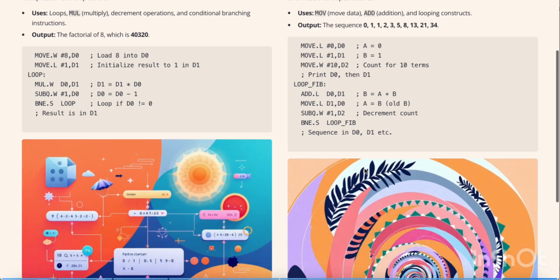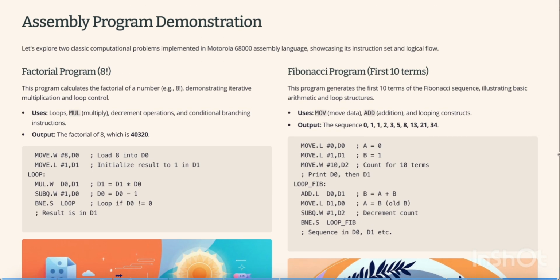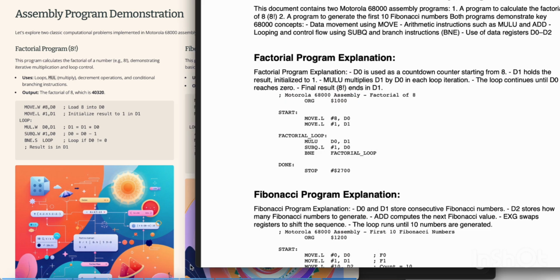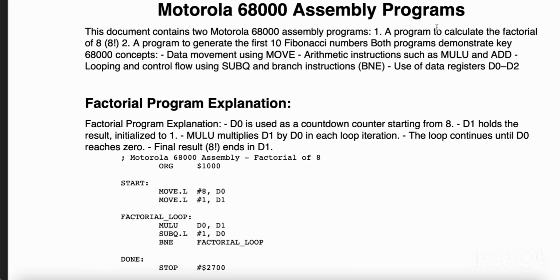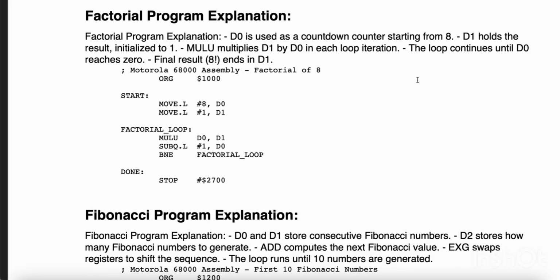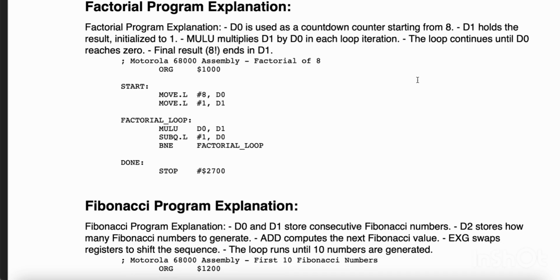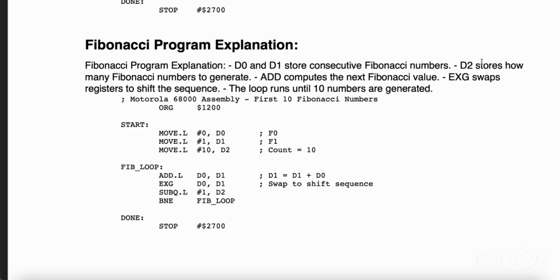So firstly we have the factorial program, and in the factorial program, D0 is used as the countdown counter starting from 8 and D1 holds the result initialized to 1. MULU multiplies D1 by D0 in each loop iteration and the loop continues until D0 reaches 0. And the output for this code will be 40320, which is basically the factorial of 8.